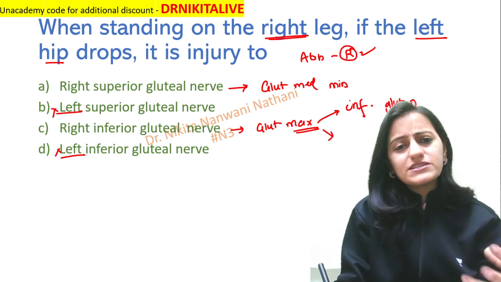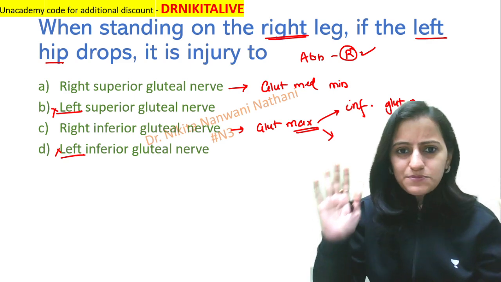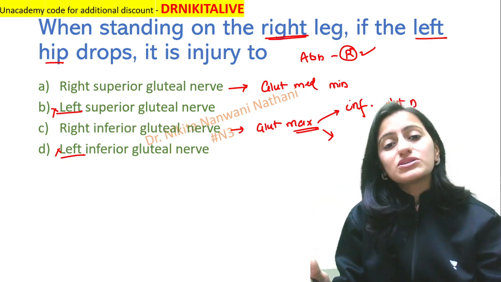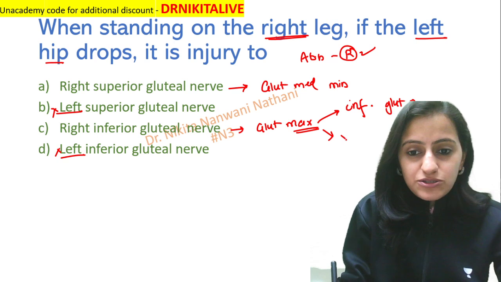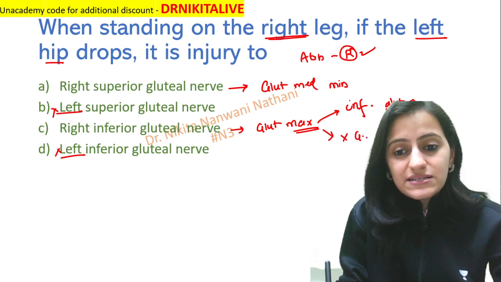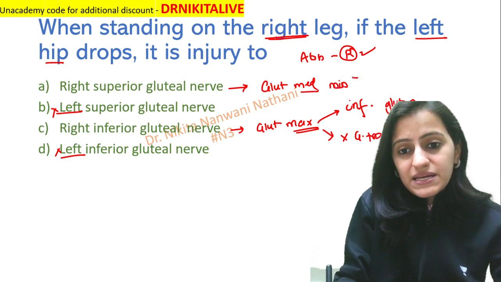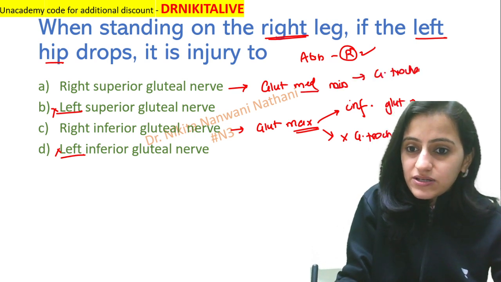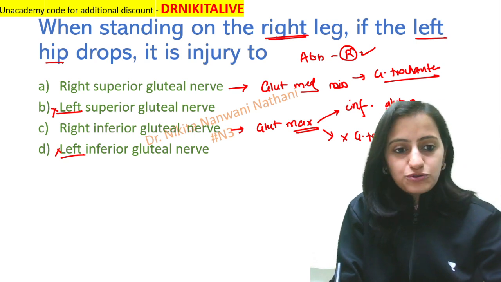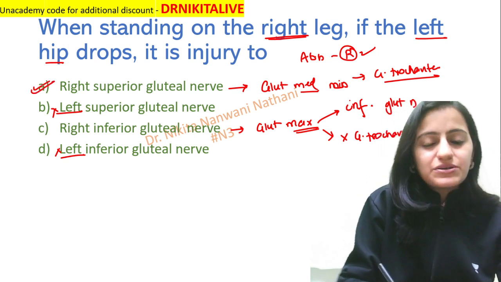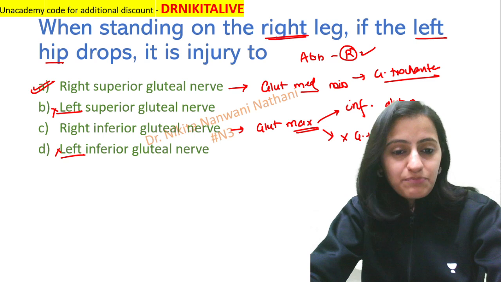Same holds true for its insertion also. Only the name is big, but it is not inserted on the greater trochanter. So the gluteus muscle which is not inserted on the greater trochanter is the gluteus maximus. Medius and minimus are inserted on the greater trochanter. Another important question. So the answer here is right superior gluteal nerve palsy.